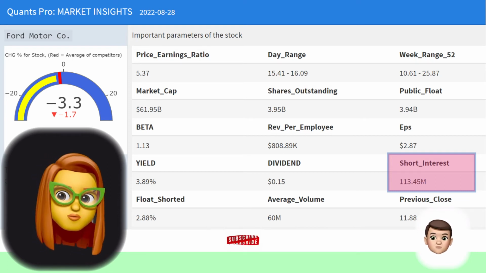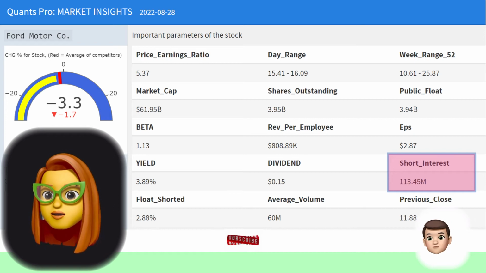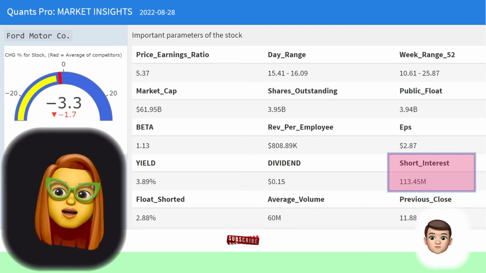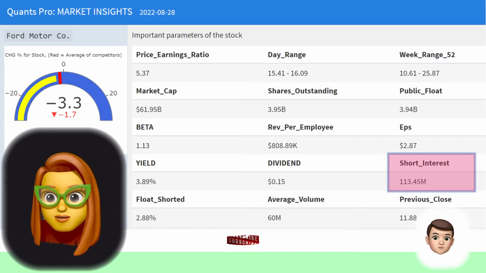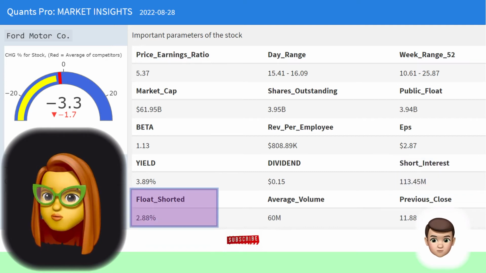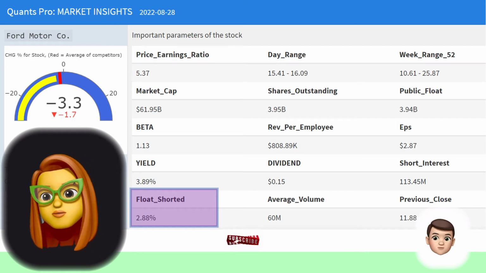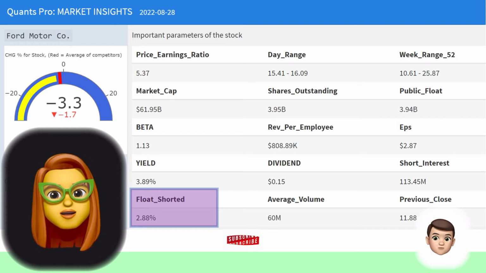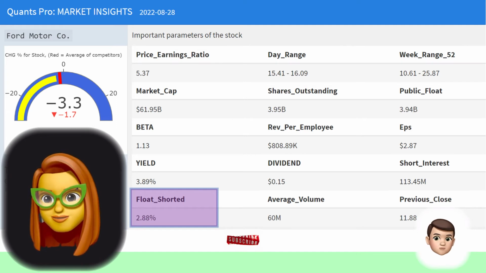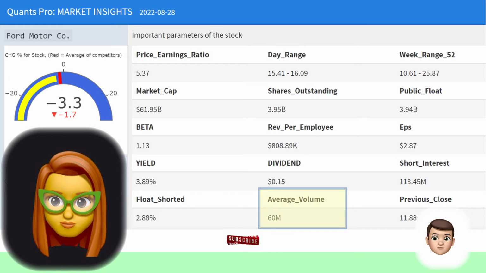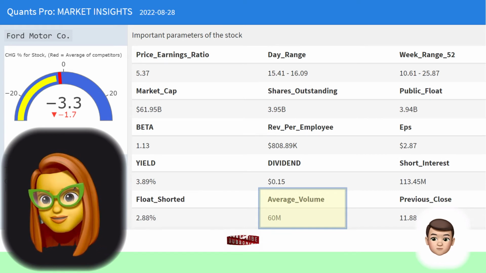Short interest is most useful when looking at historical changes in a company's own ratio, or when comparing it against that of other companies in the same industry as part of a fundamental analysis. Float shorted is the percentage of a company's stock that has been shorted by institutional traders, compared to the number of shares of a company's stock that are available to the public.